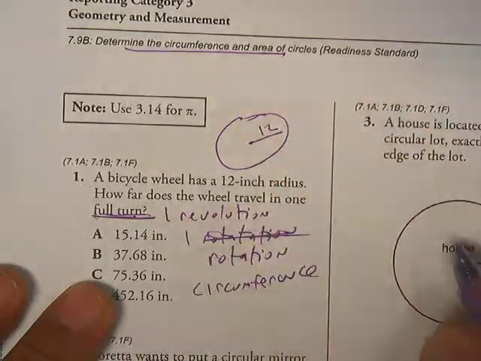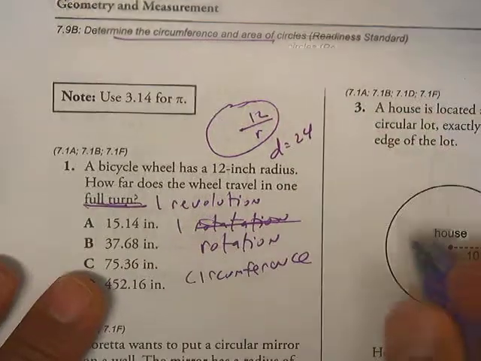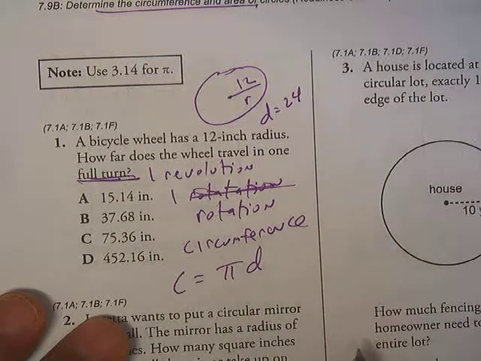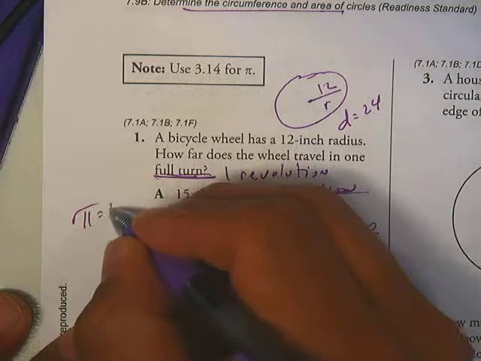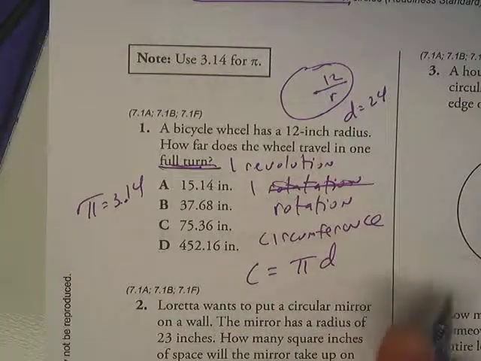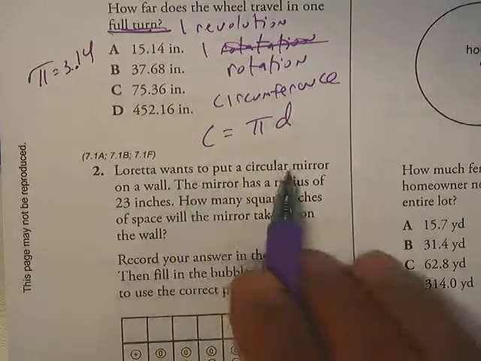I know the radius is 12. Well, that means my diameter is double that, which is 24. And so my equation is just circumference equals pi times diameter. We're going to use 3.14 for pi. So to find the answer is just 3.14 times the diameter, which is right there. Okay, no big deal.